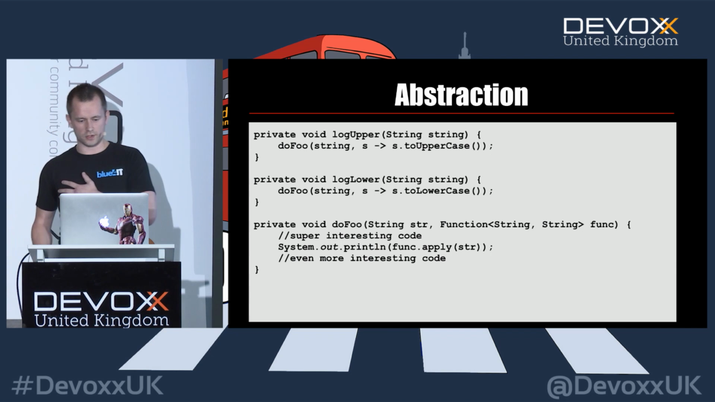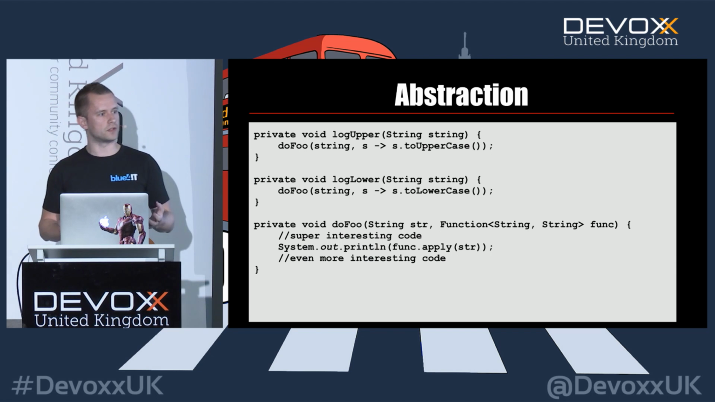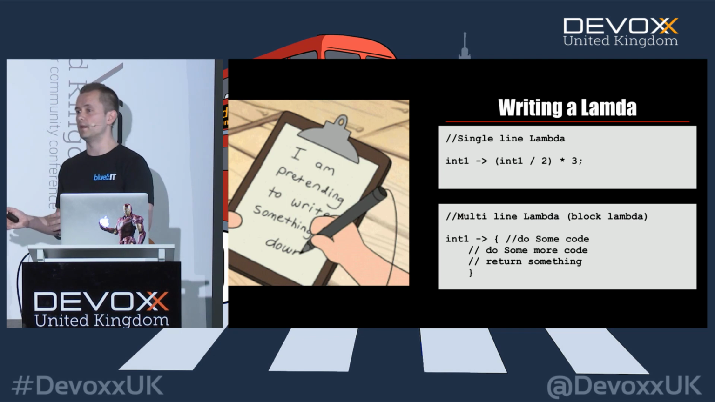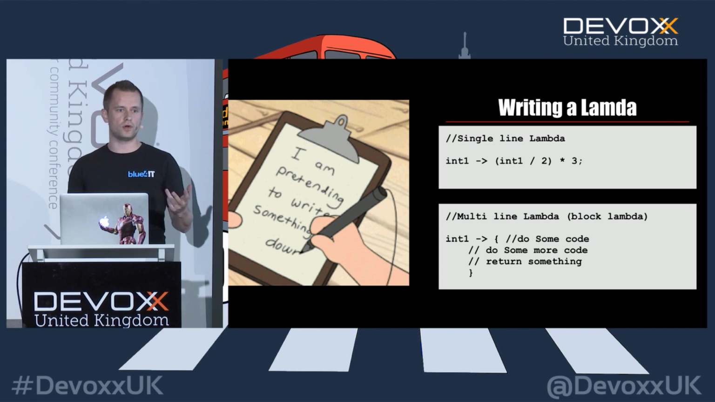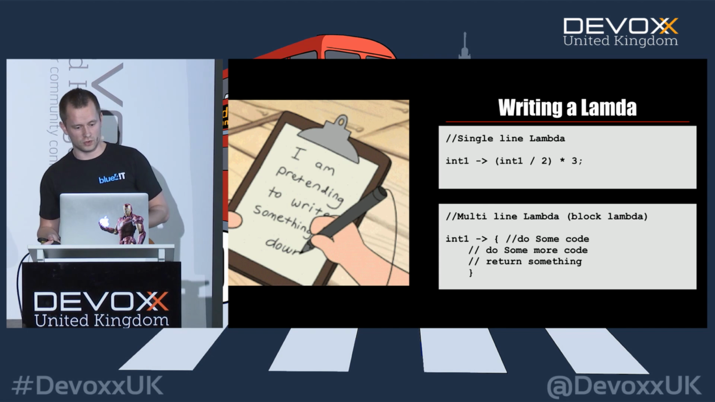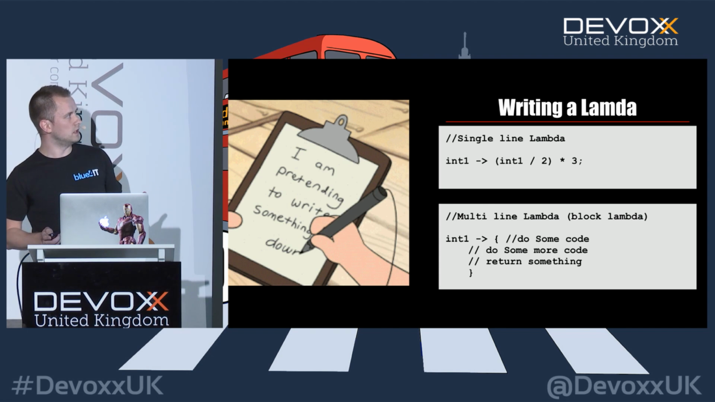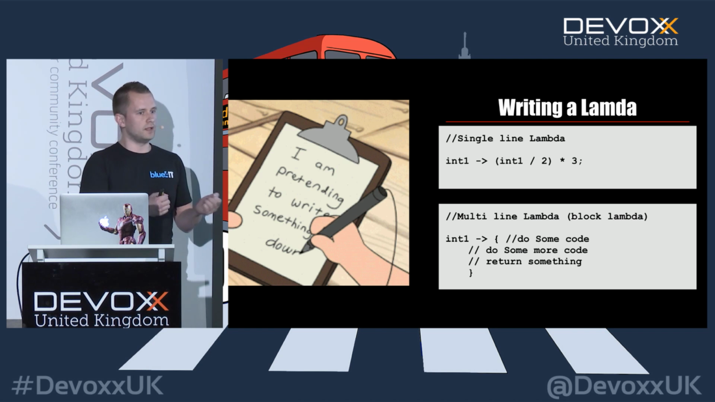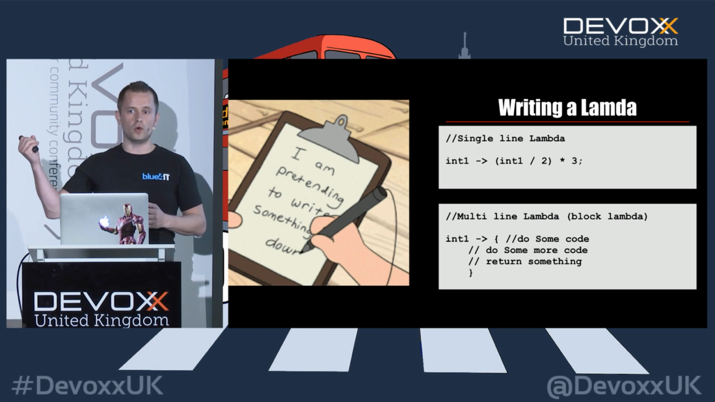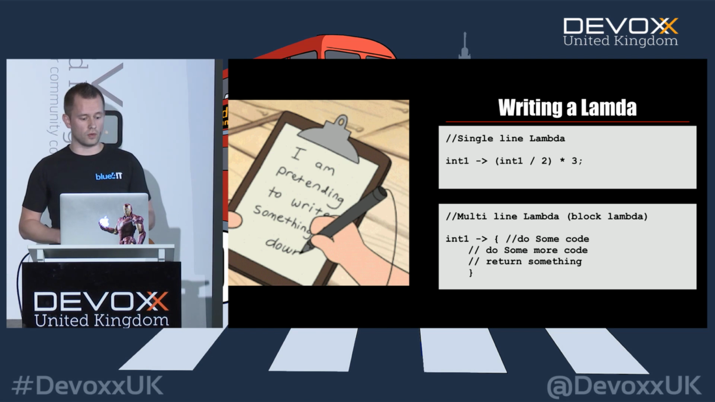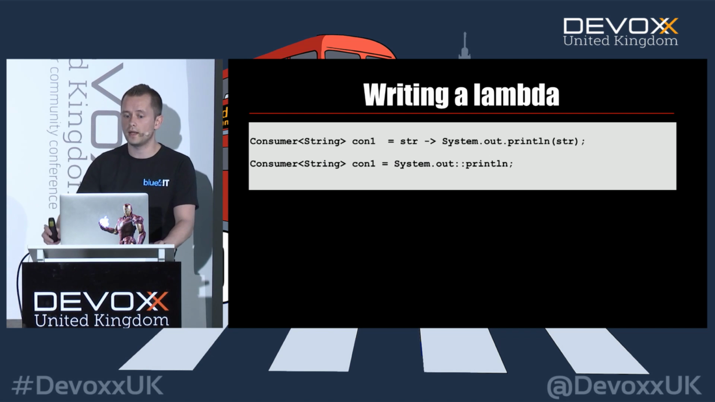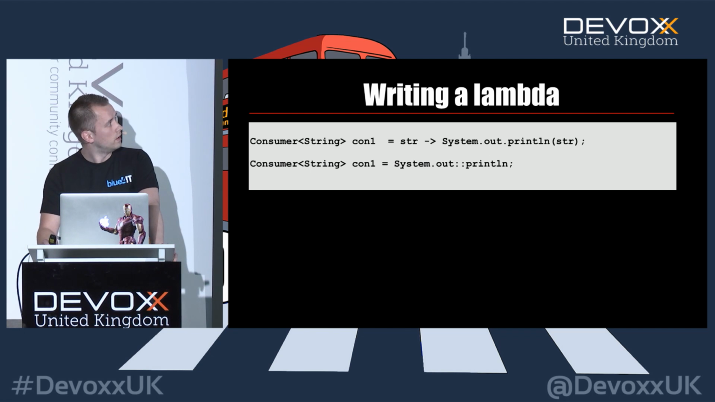So, lambdas. We have two ways to write lambdas. We have single line lambdas, and we have block lambdas. Of course, we have a third, but it's not a lambda, it's a method reference. A method reference is actually if you have an input in the lambda and you provide it without doing anything to a method, you can write it in a different way, like this. I can call a string and call the System.out println, or I can do a method reference.